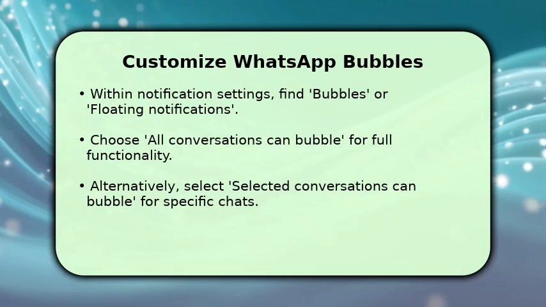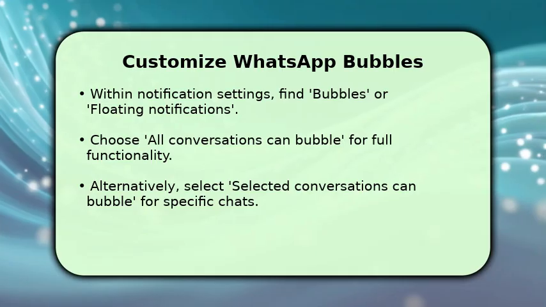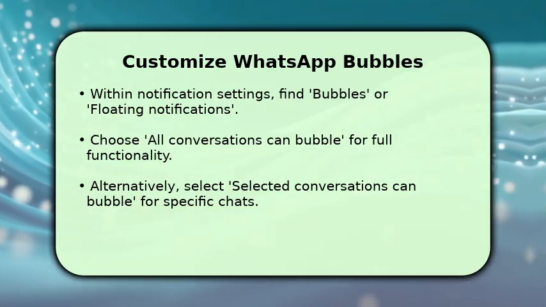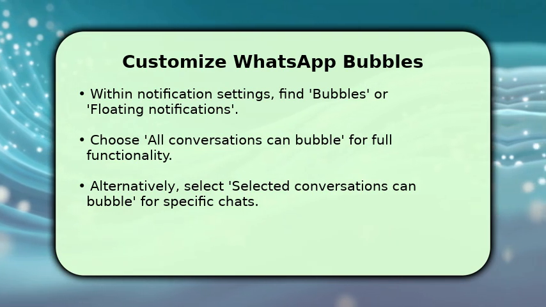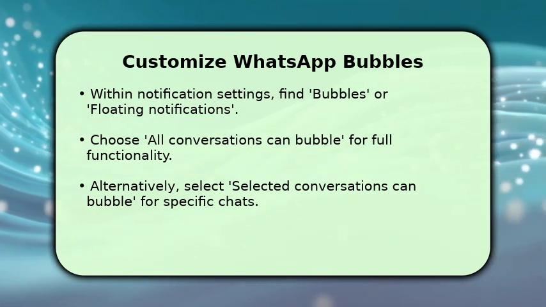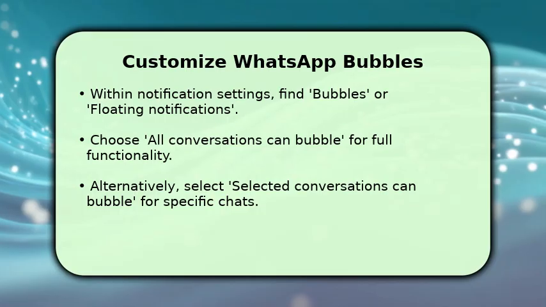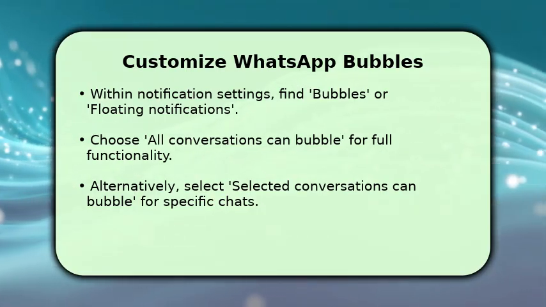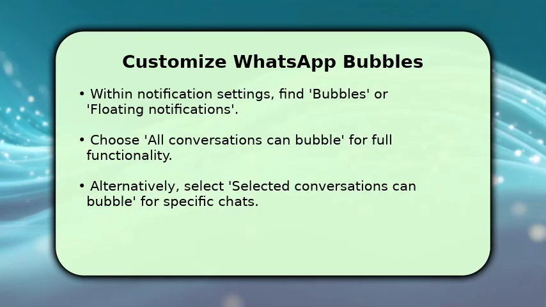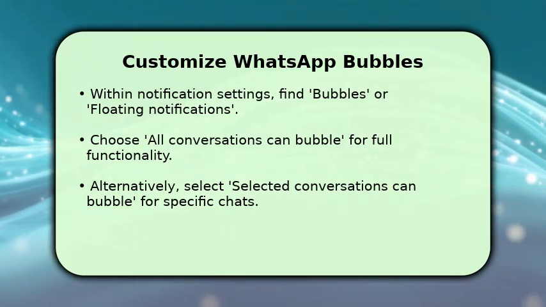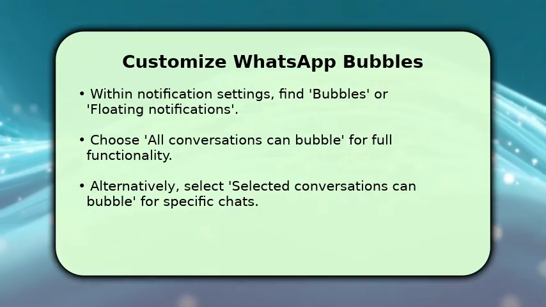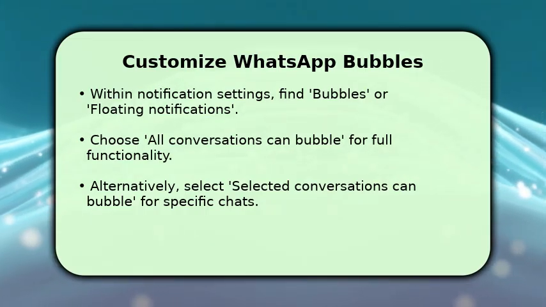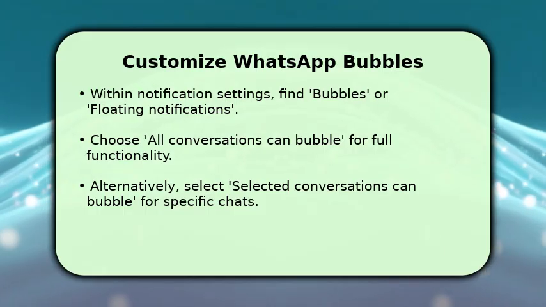Now, within the notification settings for WhatsApp, you'll need to find the option labeled Bubbles or sometimes floating notifications. To get the full Messenger-like experience, choose All Conversations Can Bubble. This ensures every new message appears as a floating bubble. Alternatively, you can select Selected Conversations Can Bubble if you only want specific chats to pop up. This gives you precise control over your pop-up notifications.